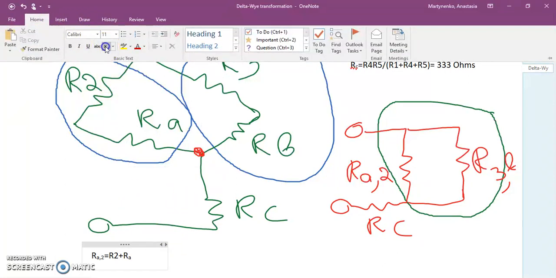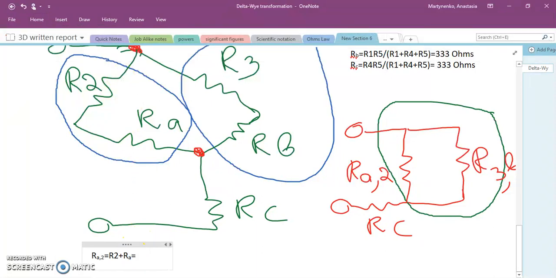Well, this is very, very simple. This is just 1K ohm plus 333 ohms. So this comes out to 1.33K ohms. You will notice that one of the threes has disappeared because I round to three significant figures for all of my intermediate answers, right? Okay, so this is this branch.